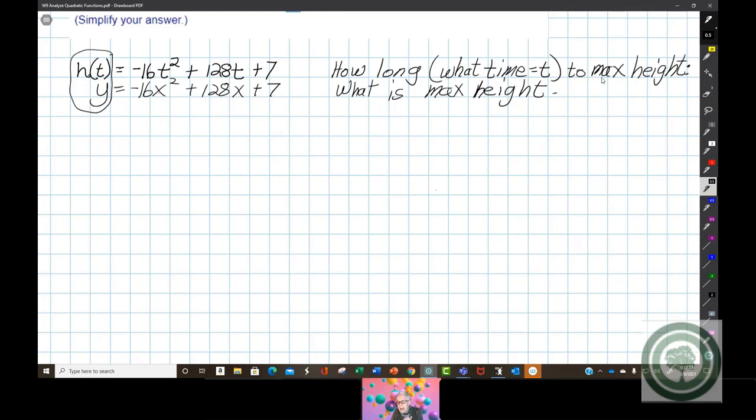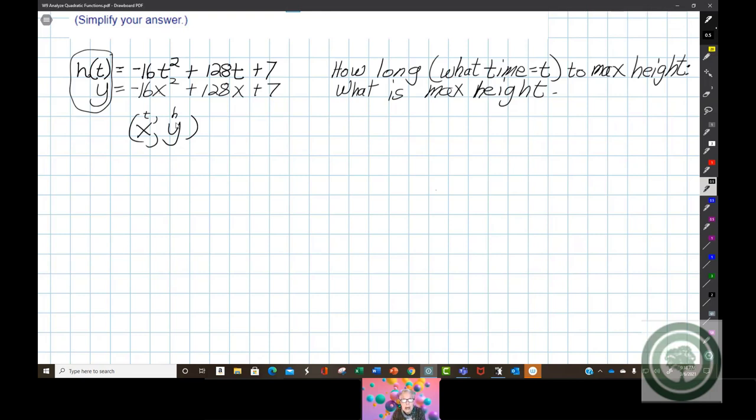So we're being asked, what is the maximum height? Oh, no, we're not. The first question is, how long, what is the time to the maximum height? They're really saying, okay, what is the x coordinate? And what is the maximum height? They're really asking, what is y? So what they're asking for is x, y, which in this problem is t and h.